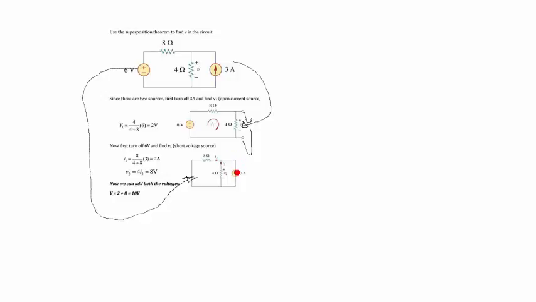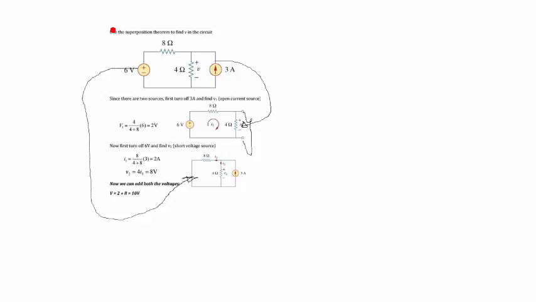So you solve for the current, because voltage is equal to current times resistance. So V is equal to IR. So our current we found as 2 amps. 2 amps multiplied by 4 ohms is 8 volts.